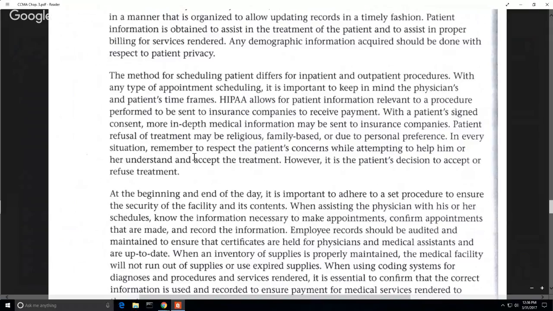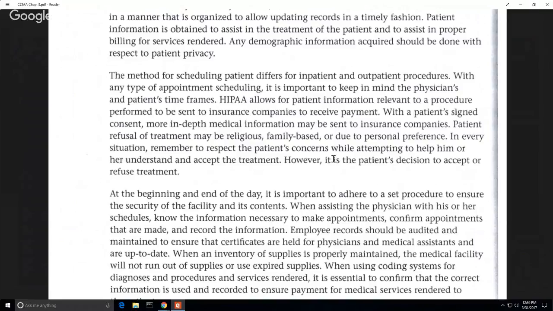Patients' refusal of treatment may be religious, family-based, or due to personal preferences. In every situation, remember to respect the patient's concerns while attempting to help him or her understand and accept the treatment. However, it is the patient's decision to accept or refuse treatment.